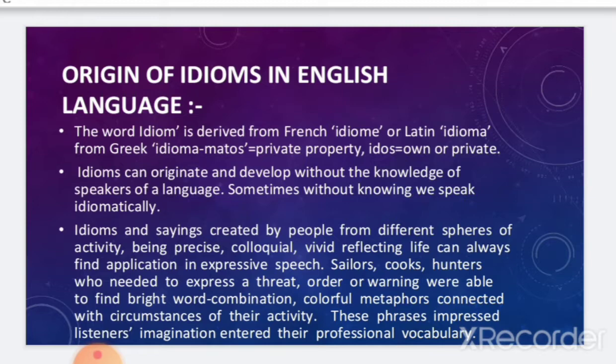Idioms and sayings created by people from different spheres of activity, being precise, colloquial, vivid, reflecting life, can always find application in expressive speech. Sailors, cooks, hunters who needed to express a threat, order, or warning were able to find bright word combinations, colorful metaphors connected with circumstances of their activity. These phrases impressed listeners' imagination and entered their professional vocabulary.